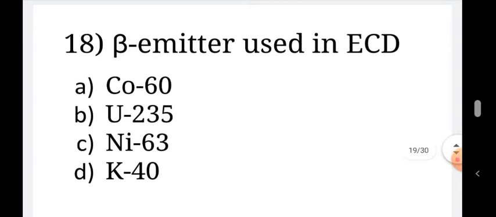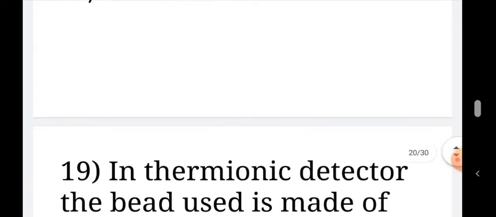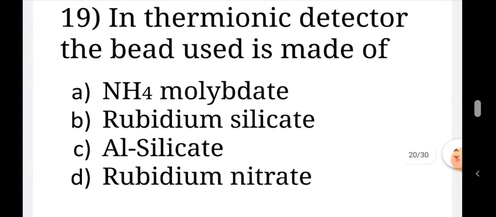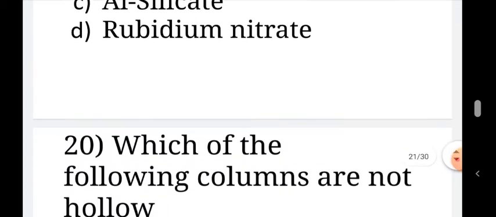The beta emitter used in ECD is cobalt 60, uranium 235, nickel 63, or potassium 40. The correct answer is nickel 63 isotope. In thermionic detector, the bead used is made of ammonium molybdate, rubidium silicate, aluminium silicate, or rubidium nitrate. The correct answer is rubidium silicate. This bead is used in thermionic detector. So B is the answer.